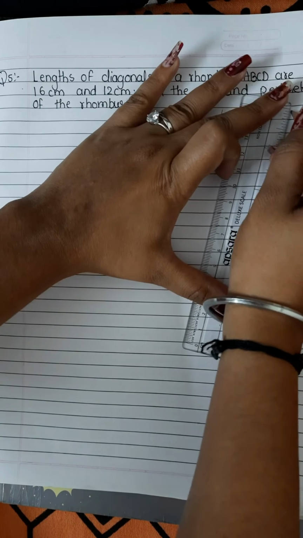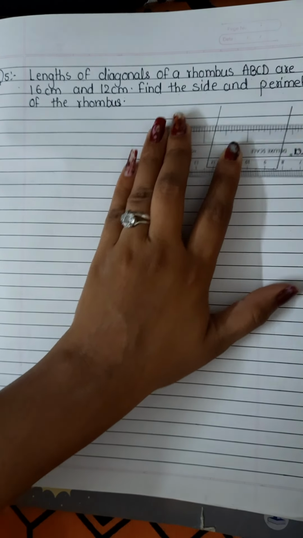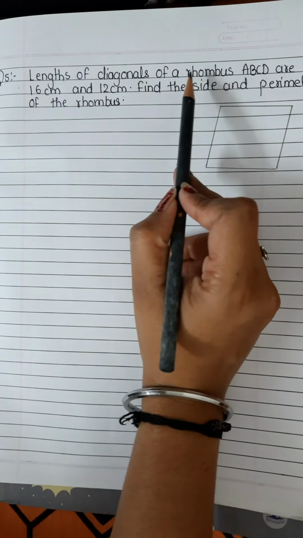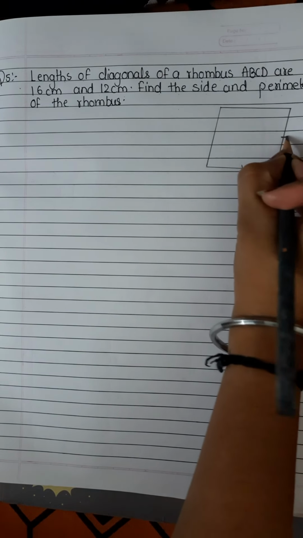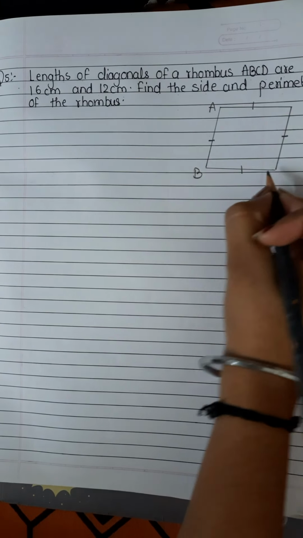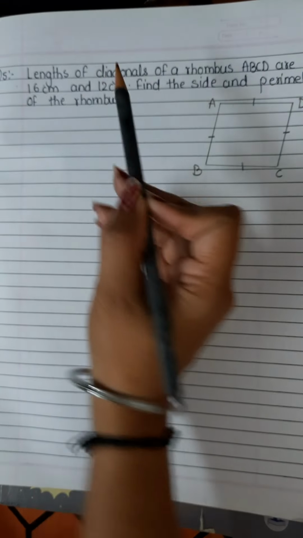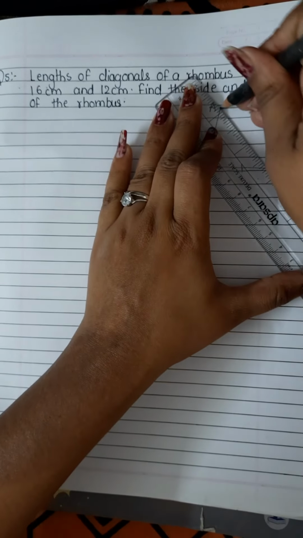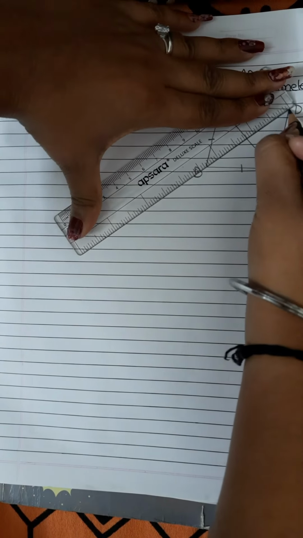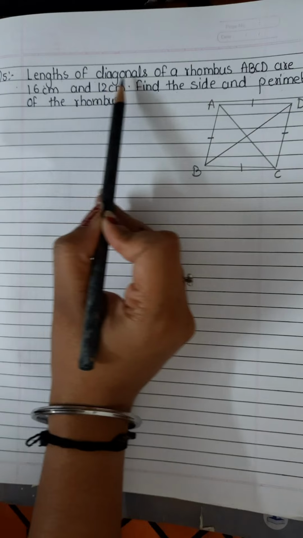Draw a quadrilateral ABCD. All sides of a rhombus are congruent. So AB is equal to BC, BC is equal to CD, and CD is equal to DA. Now draw the diagonals of the rhombus, that is AC and diagonal BD. Diagonals of a rhombus are perpendicular bisectors of each other.